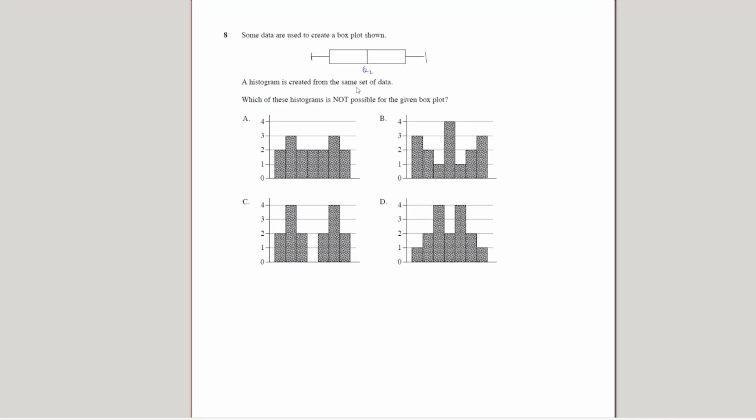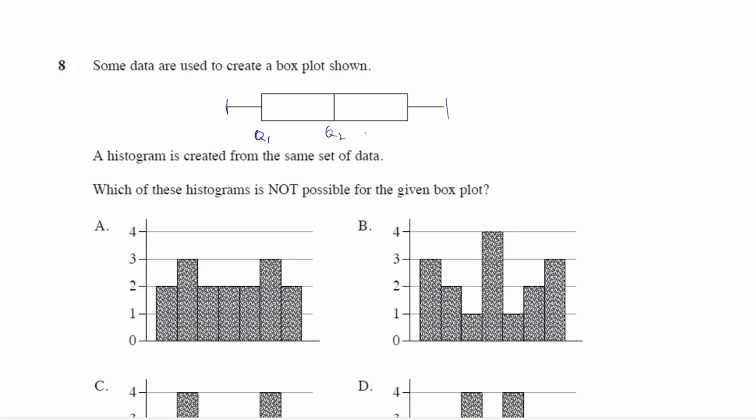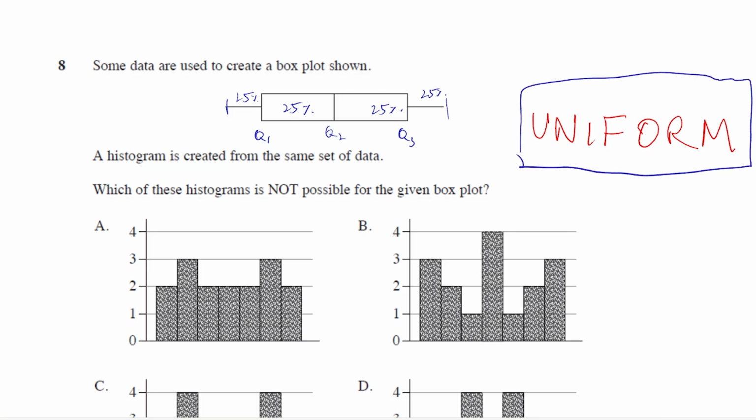Wait, let me just zoom in for you guys. There we go. Okay, so Q1, Q2, Q3. Alright. It says that this is 25%, 25%, 25%, and 25%. So it's saying that 25% of the data lies here, here, here, and here. Okay. And from the shape of the box plot, you can tell it's pretty uniform. Okay, so what you're going to write down is uniform. Now, that's the key feature about this box plot.